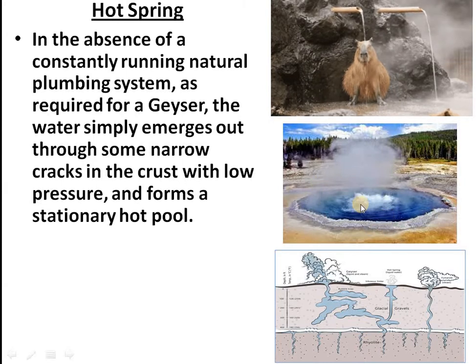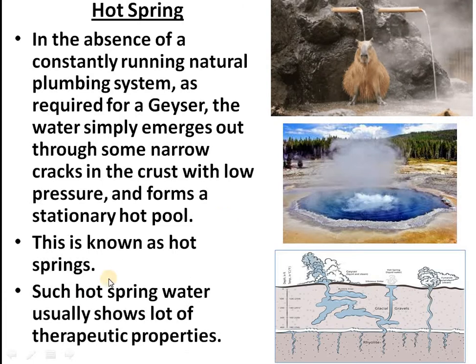The water is so hot that you can even do cooking with it, and people used to take a bath in it, by which many skin diseases can be removed. So that is what is shown here. Such hot spring water usually shows therapeutic properties. You can treat many skin diseases. This has been there for thousands and thousands of years. In many parts of the world, people used to take baths and get many diseases cured. So these are the three different geothermal phenomena that we discussed, starting with fumaroles, then geysers, and then hot springs.